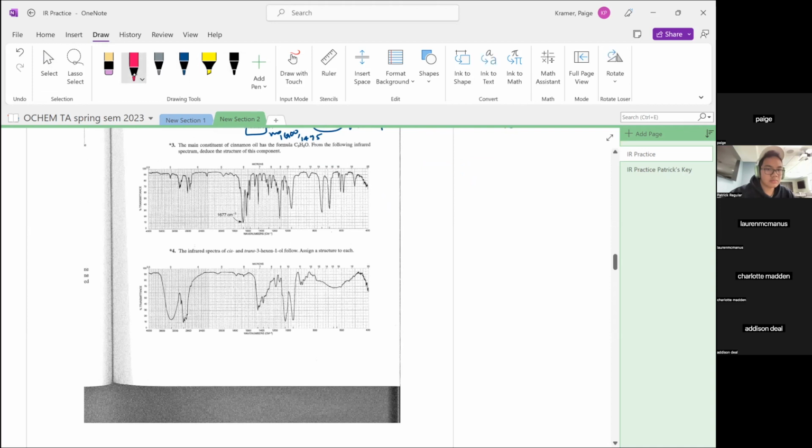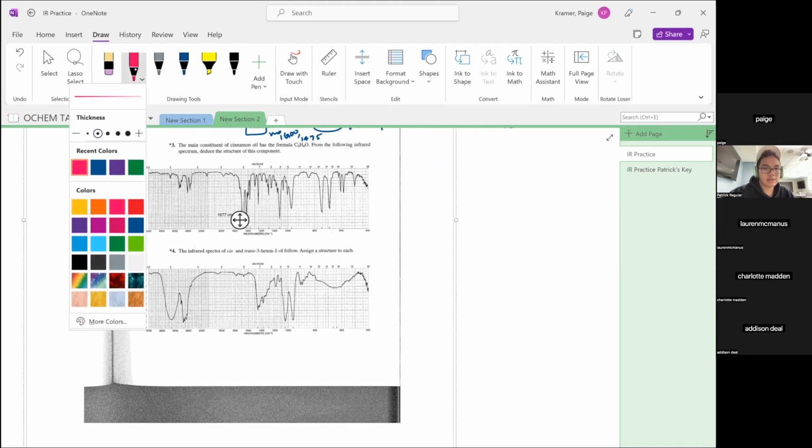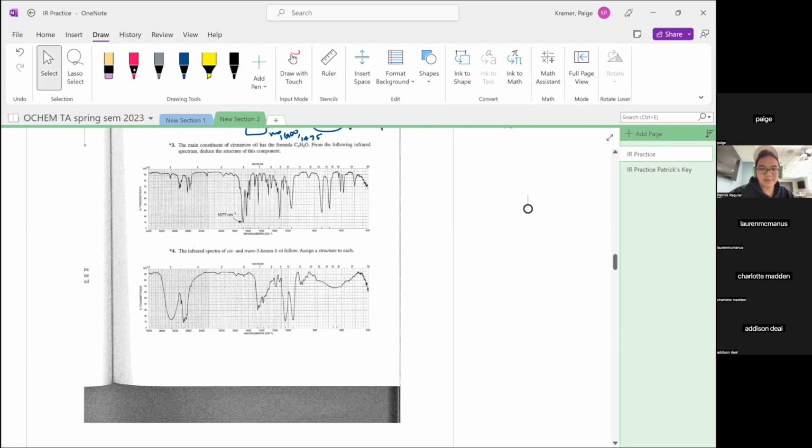Patrick, do you want to stop it now? Because my OneNote's kind of freaking out anyways. Okay. I'll stop it now and I'll restart the session.